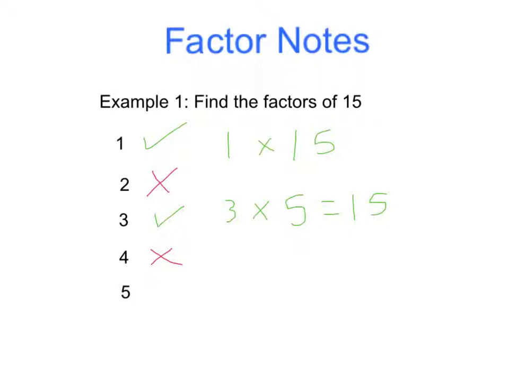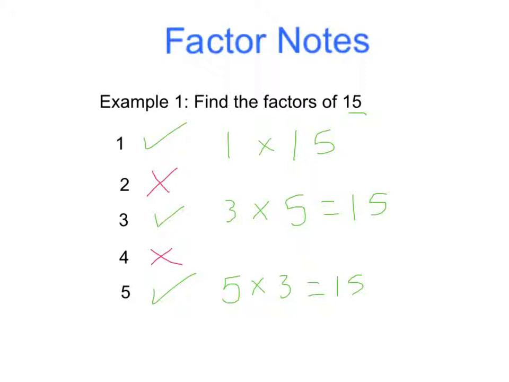The next number for us to test is 5. So let's think of the divisibility rule for 5. Well, we know that if the number ends in 0 or 5, it is divisible by 5. And 15 ends in 5. So that means yes, 15 is divisible by 5. So 5 times what equals 15? 5 times 3 equals 15, which means that 5 and 3 are factors of 15.